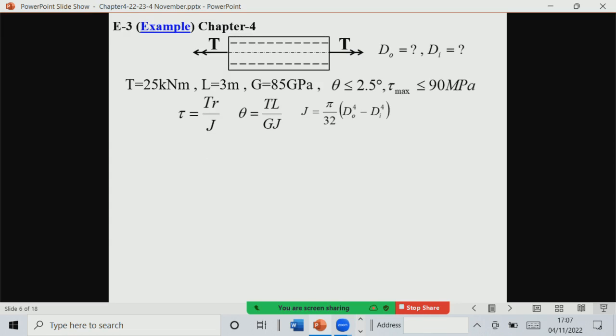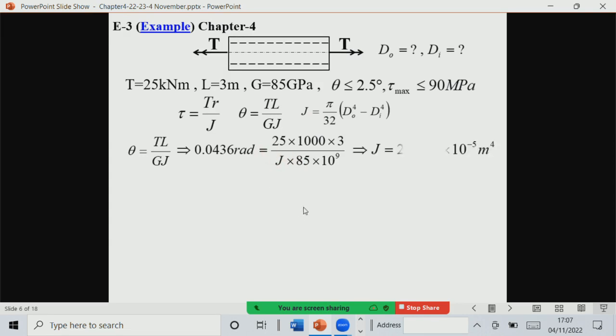Question number 3. This is very, very similar, except we have two unknowns, outer and inner diameters. So I use this equation, theta equal to TL over GJ. Since both of them are unknown, I don't have the value of J, so I write it as just J here. From this equation, I can find J. Once I have got J, then using the second equation, I can find R, which is the radius of the outer diameter, because the maximum shear stress occurs on the outer diameter.